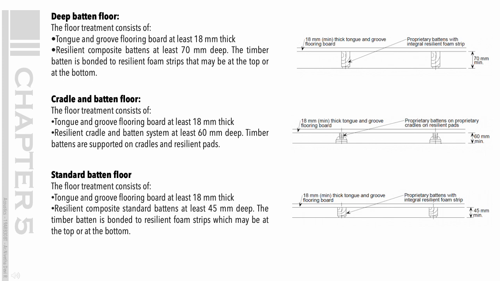Standard batten floor. The floor treatment consists of tongue and groove flooring board at least 18 mm thick, resilient composite standard battens at least 45 mm deep. The timber batten is bonded to resilient foam strips which may be at the top or at the bottom.